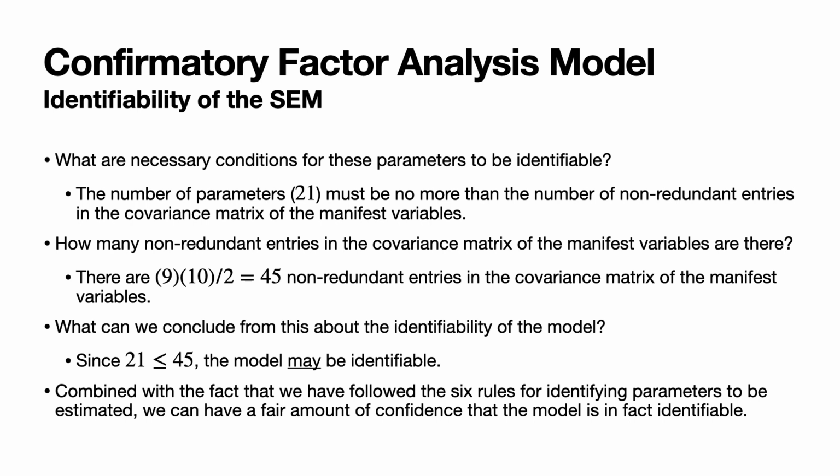What can we conclude from this about the identifiability of the model? Well, using this criterion alone, because 21 is no more than 45, all we can conclude is that the model may be identifiable, but this, in and of itself, does not prove that the model is identifiable. But when combined with the fact that we have followed the 6 rules for identifying parameters to be estimated, we can have a fair amount of confidence that the model is in fact identifiable.